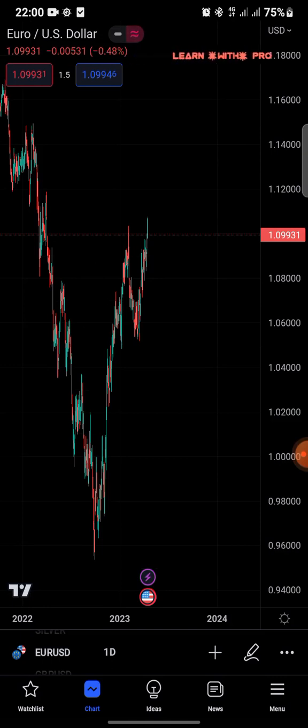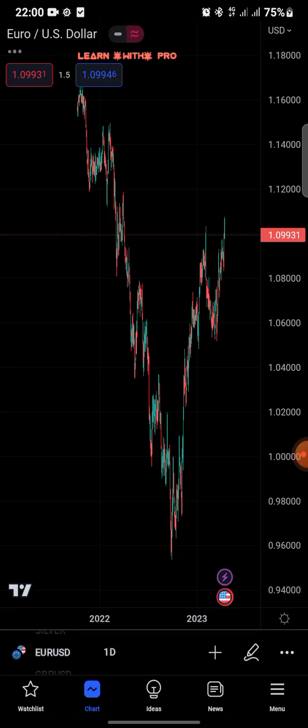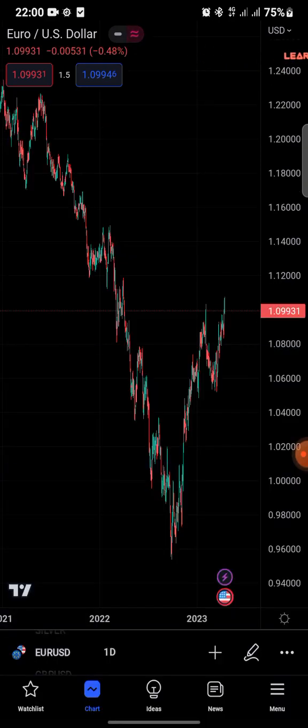We will be looking at the EUR/USD currency pair. Now, you can see that USD is in an uptrend. Why? Because you can see that the market is going up. It's in an uptrend, and it was previously in a downtrend around this area.